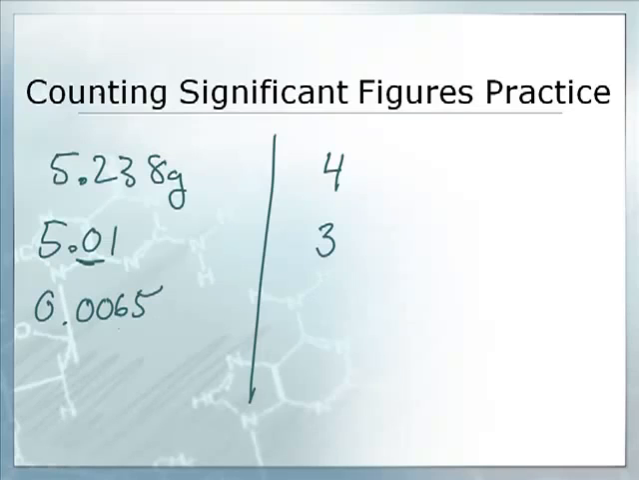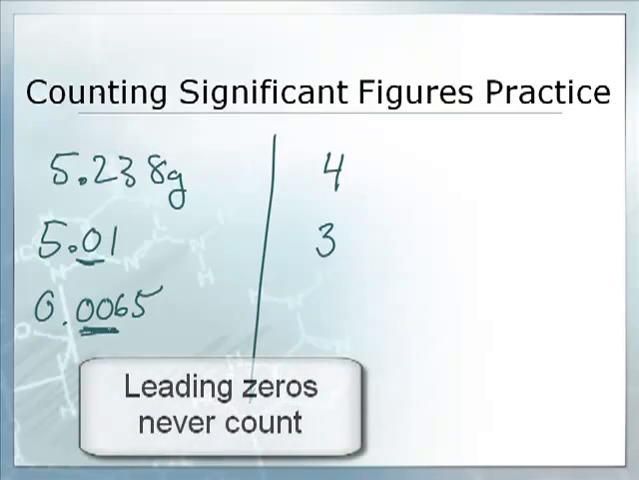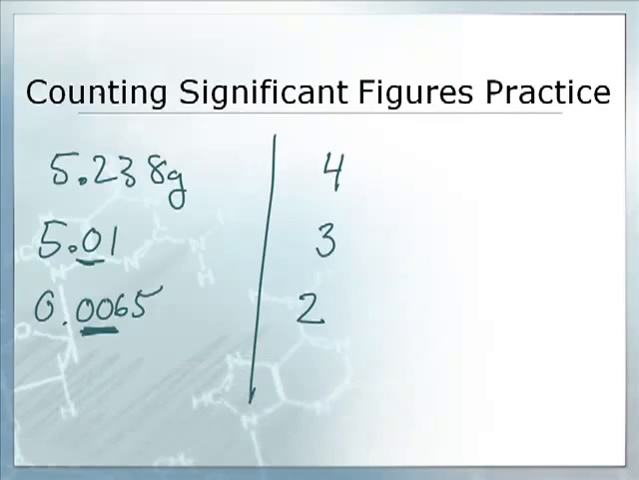What about 0.0065? Well, the zeros there are leading zeros. Leading zeros we never count as significant figures. So the only significant figures here are the 6 and the 5. So that's 2 significant figures. Now be careful. Just because we don't consider them significant figures doesn't mean they're not part of the number. This doesn't magically become 65. It's still 0.0065. But in terms of measurement and accuracy, we say it has 2 significant figures.